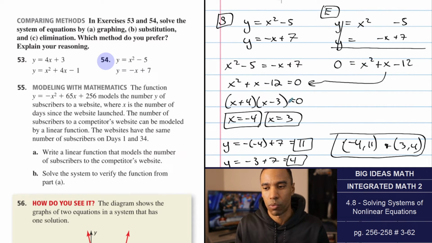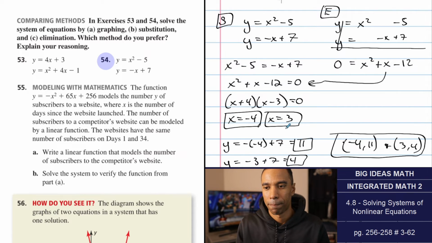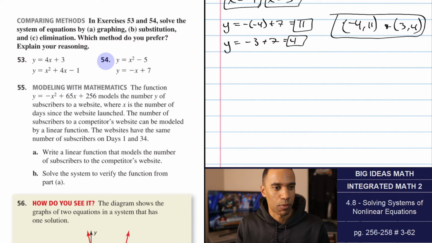You can see where more things can go wrong there. Graphing might have been faster. I don't know, but I feel pretty good on that. Okay, my response is the same when it comes to which I prefer. All right, 55.